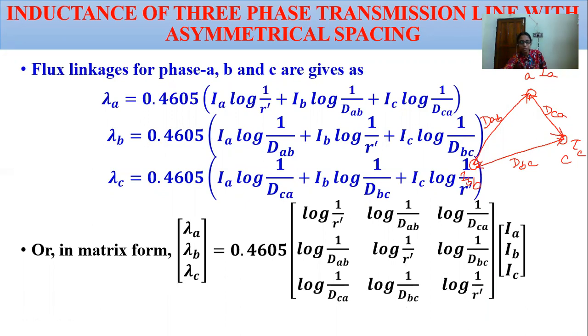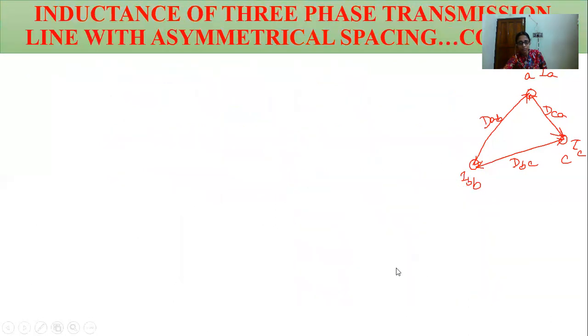And one more thing I want to add here. Due to this asymmetrical spacing, though the sending end voltage may be balanced and even the line current may be balanced, the receiving end voltage will not be balanced. The receiving end voltage will be unbalanced due to the unequal magnitude of the inductances for the three phases.